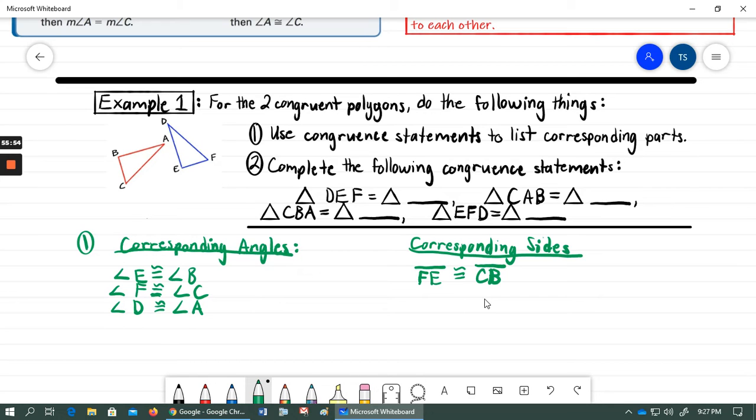All right, that's one corresponding side. Let's just do another random side. Let's just pick something like BA.